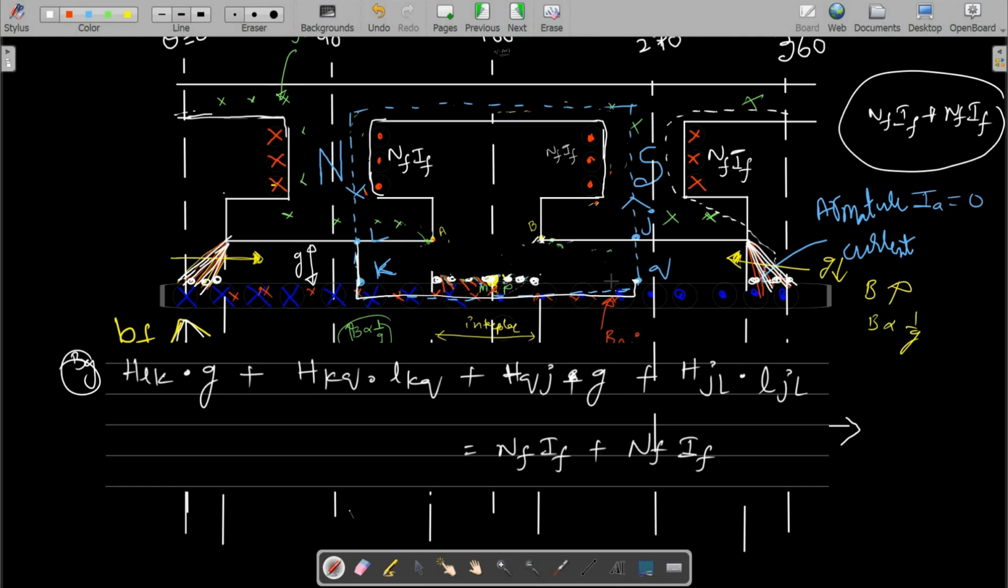Everywhere on this line, the magnetic field intensity value is H_KQ, and the length for that is L_KQ. Next, we go to H_QJ. Here, everywhere on this line, the magnetic field intensity is H_QJ, and L_QJ is nothing but G, because this length is the gap length, which is constant everywhere under this pole. Next, H_JL. This is the length L_JL, and everywhere on this line the magnetic field intensity is H_JL.